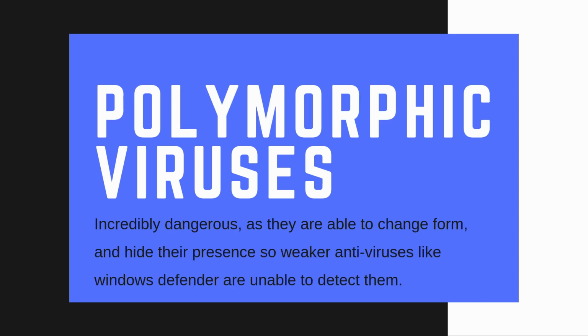The fourth type of virus is known as polymorphic viruses. These are incredibly dangerous as they are able to change form and hide their presence, so weaker antiviruses like Windows Defender are unable to detect them. These viruses could do anything under the sun. The only definer is that they are able to change their code.